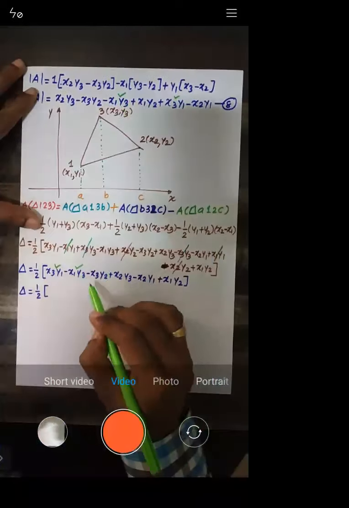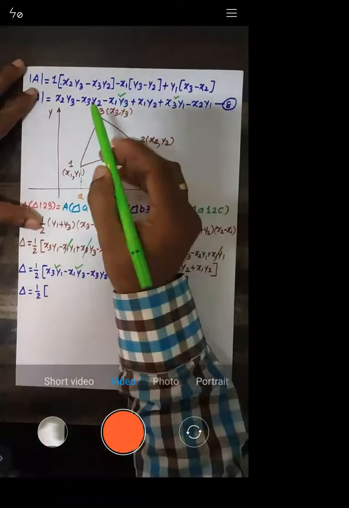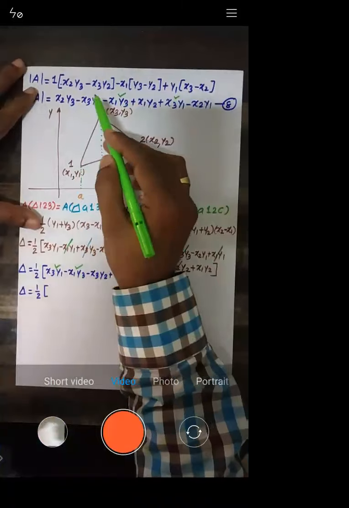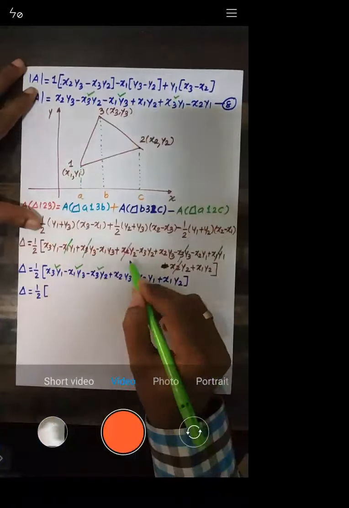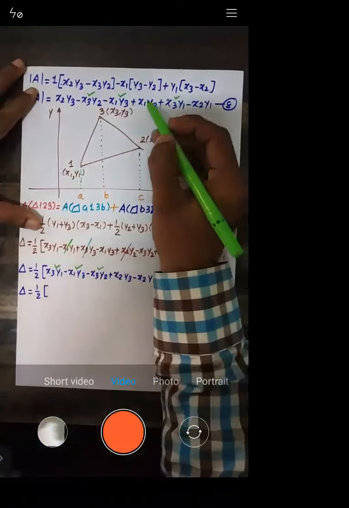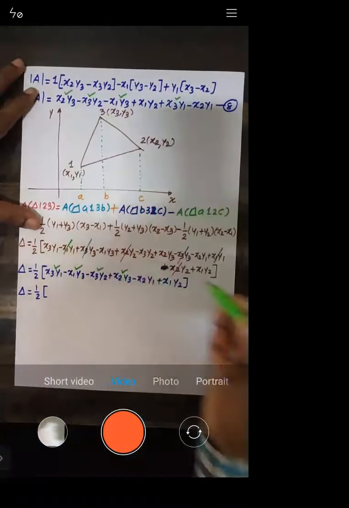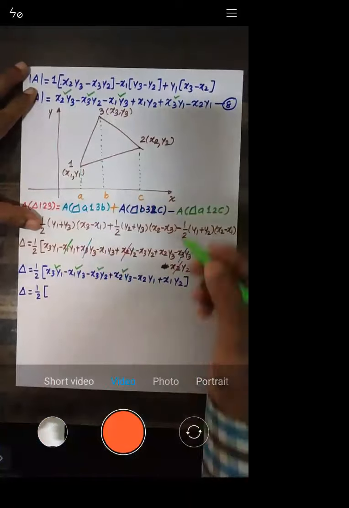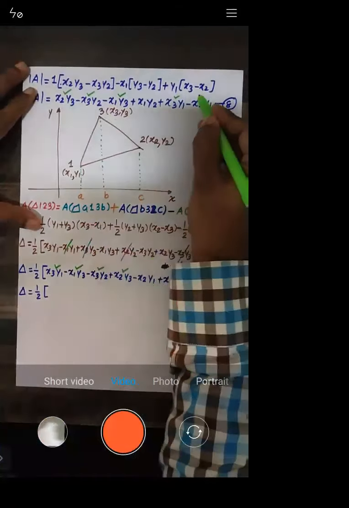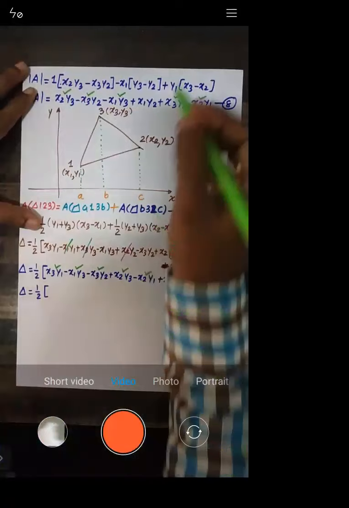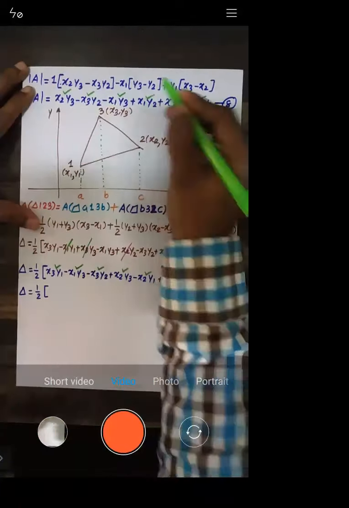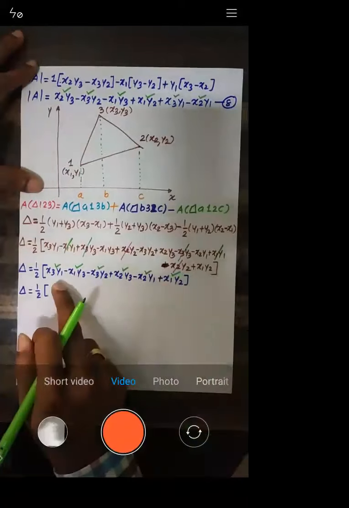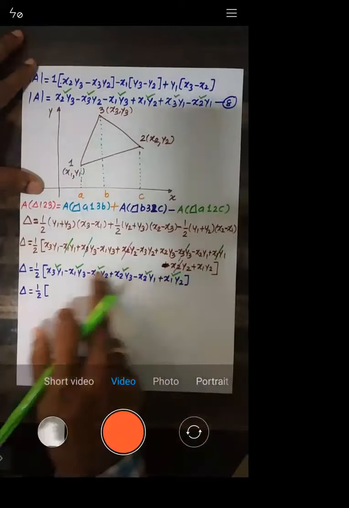Minus x3 y2, you can check it, it is there. Plus x2 y3, it is there. Minus x2 y1, it is there. x1 y2, you can check it, plus x1 y2, it is there, right? So you can see this term is nothing but this term, and this term is mod of A.